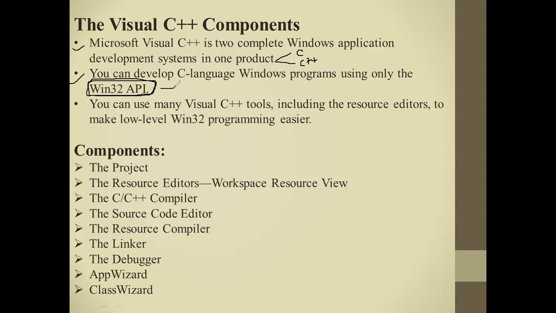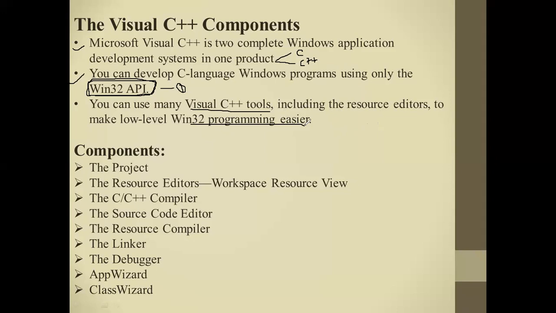This is one of the components, as we said in the previous point. There are two components. This is the first component, and the second component that can be used is the Visual C++ tool. You can use the Visual C++ tool, which includes the resource editor. Basically, there we have an editor for the user. Along with that, we can make low-level Windows programming much easier.